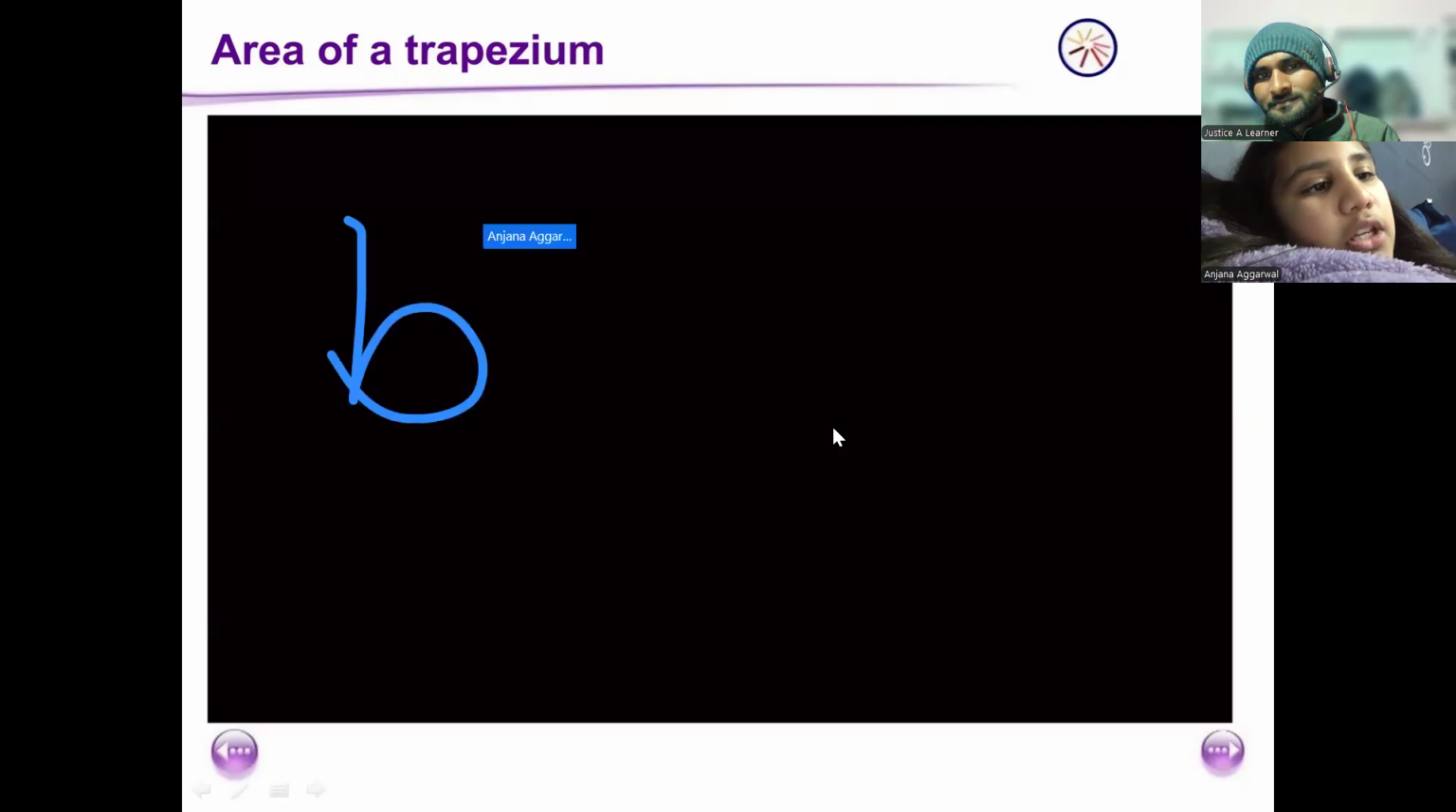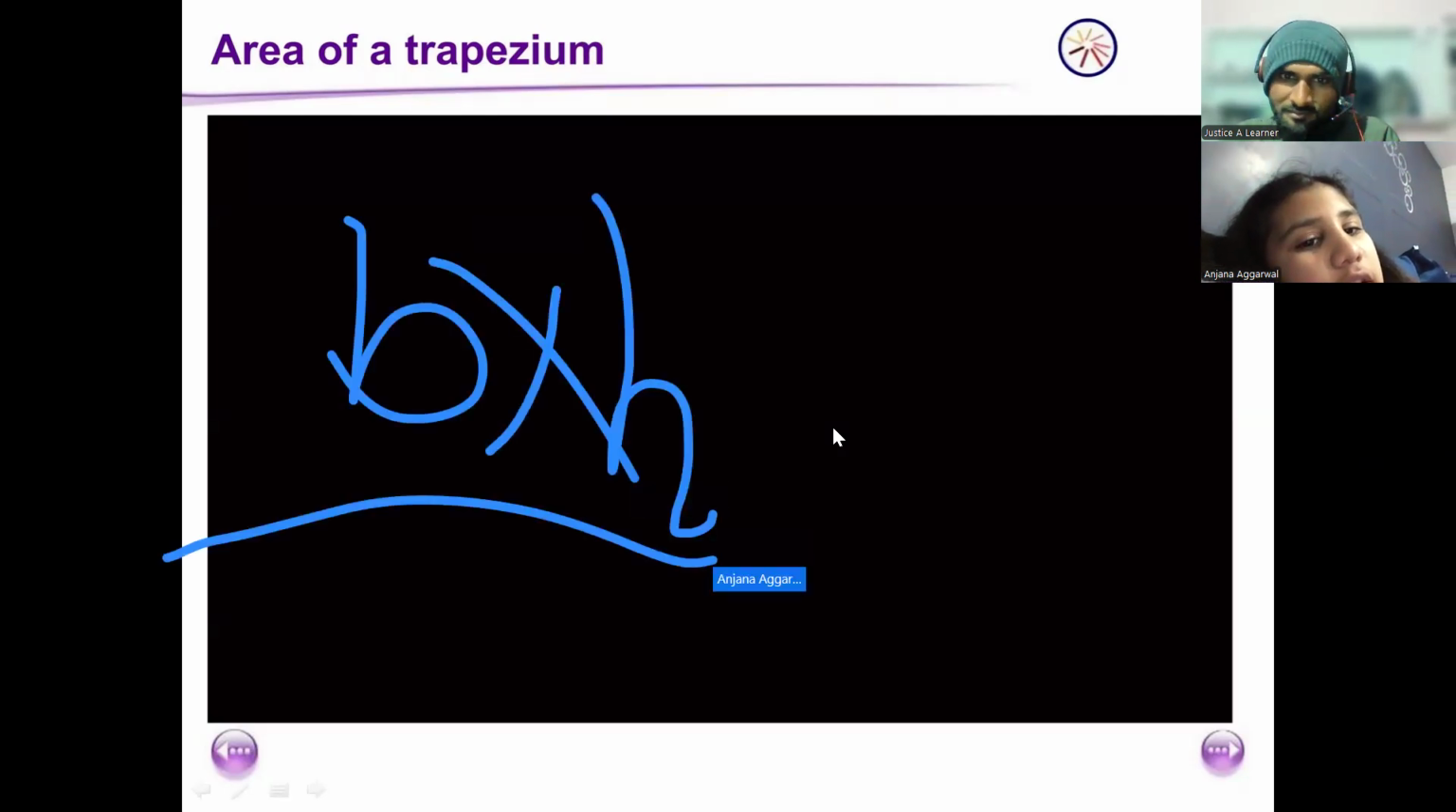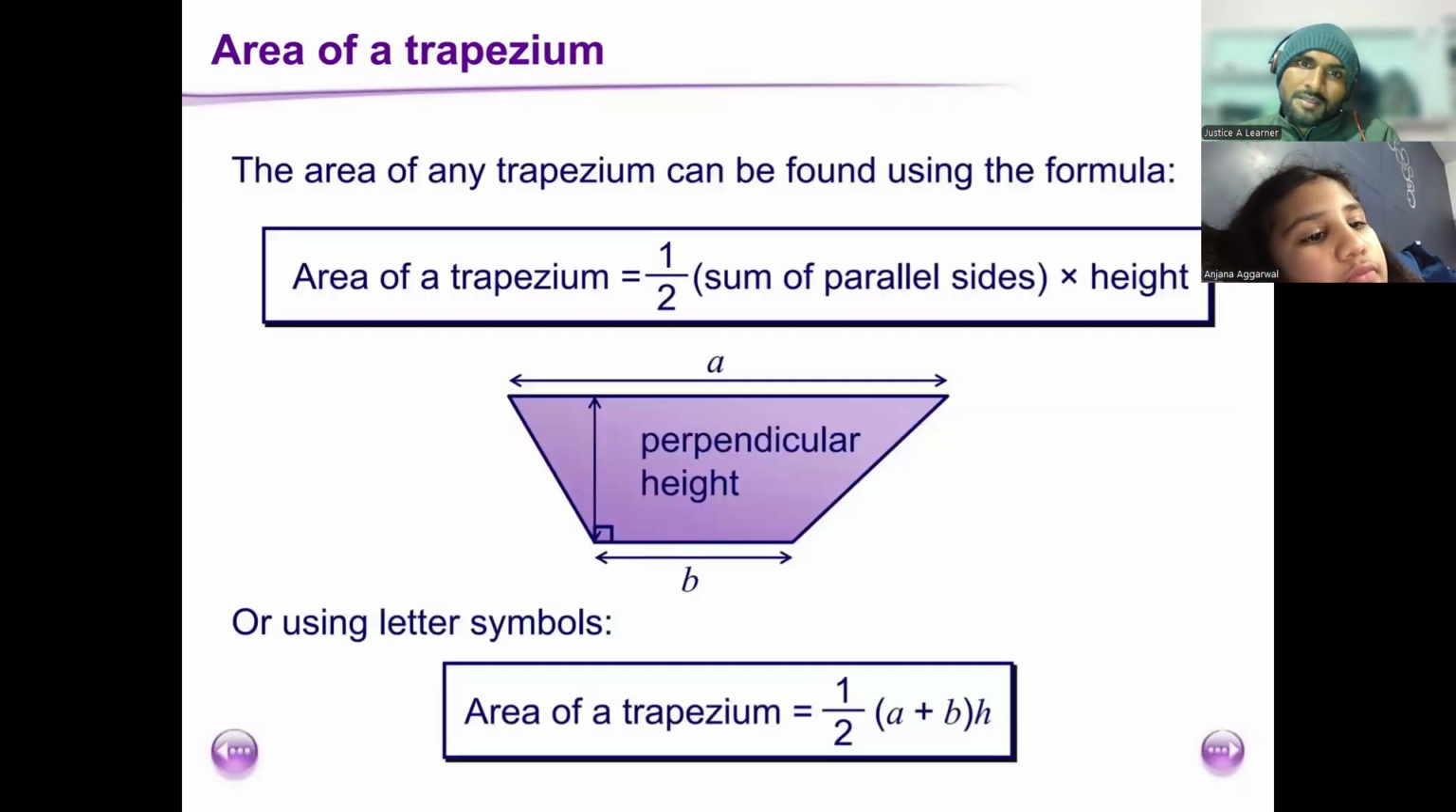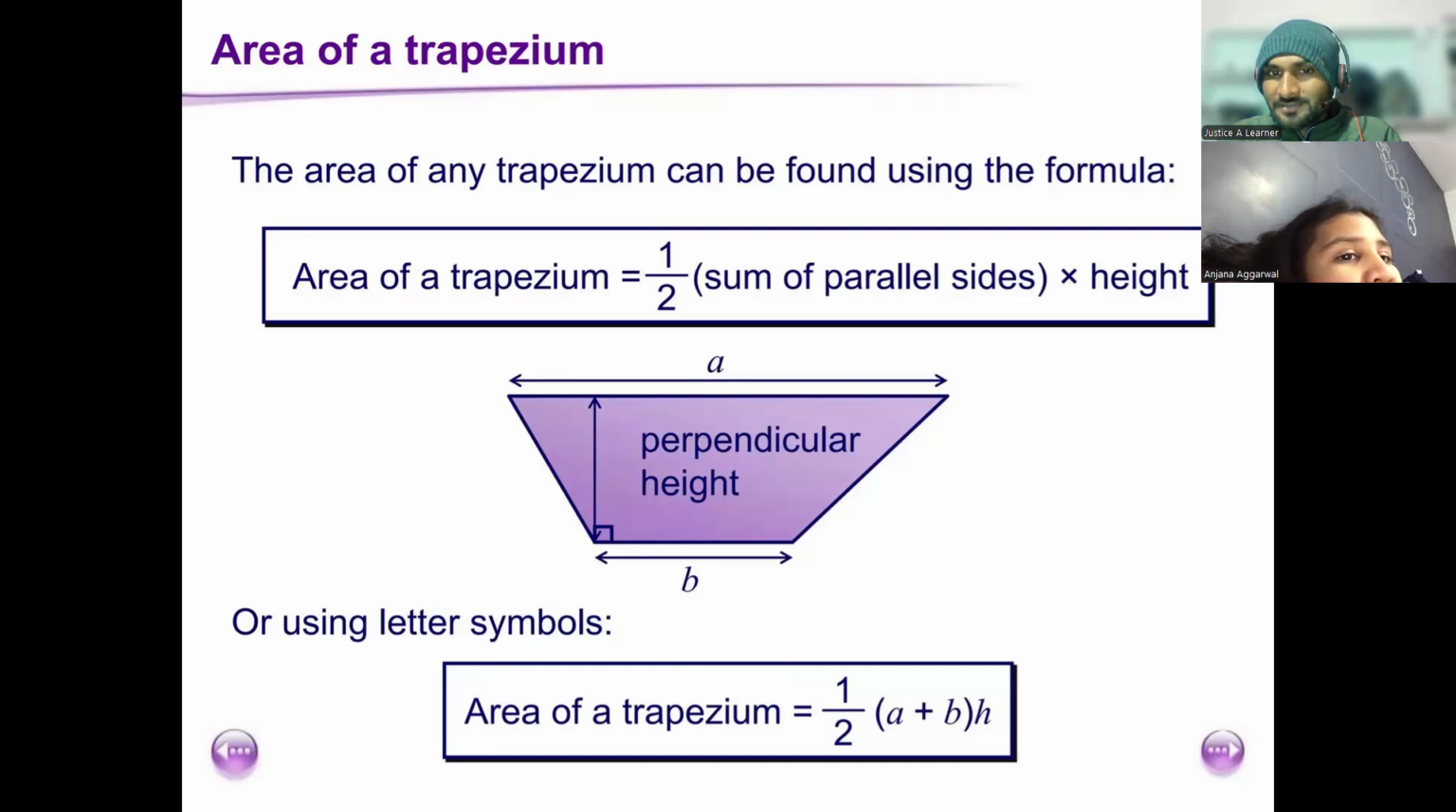You may tell me, what is the area of a parallelogram? Base into height. Now, the area of any trapezium can be found using the formula half sum of parallel sides and height.